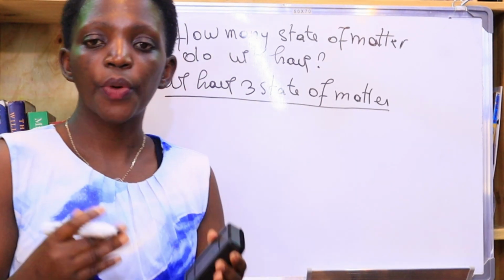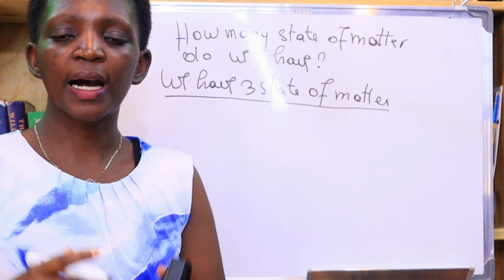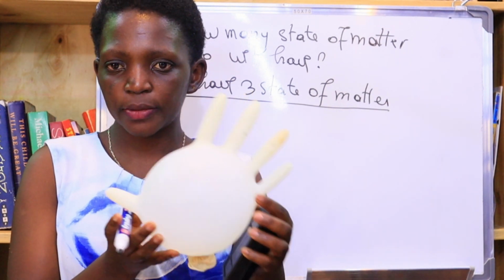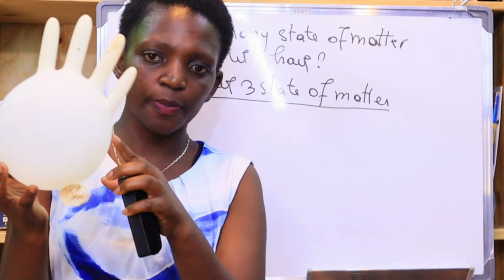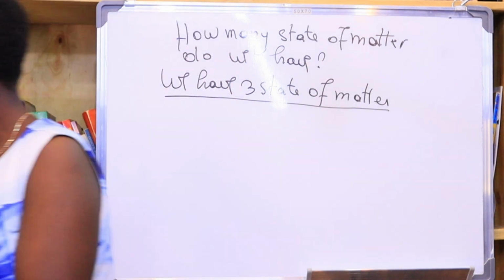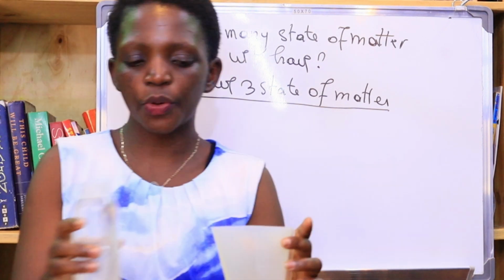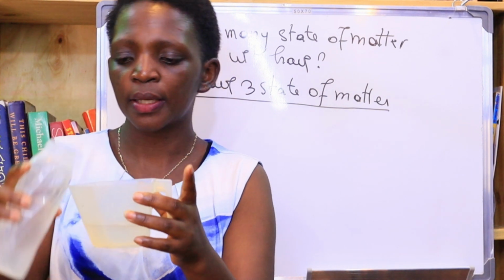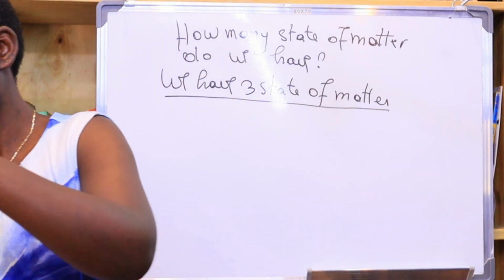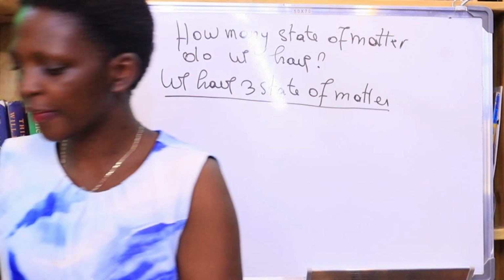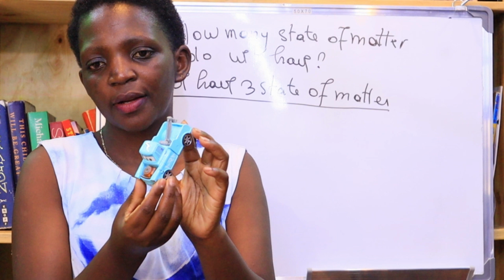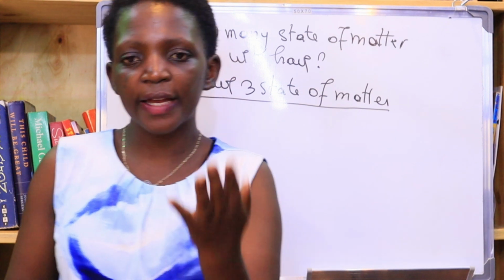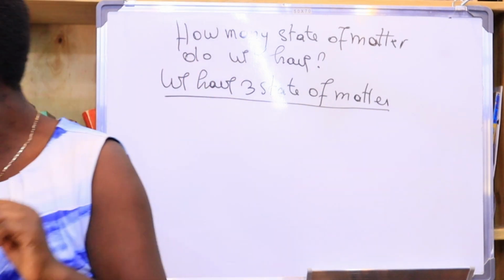So, we have three states of matter, which are gas, inside of this balloon. Inside of this balloon, we have gas. Here we have what we call liquid. And then here we have this toy, which is solid. You see, we have three states of matter.